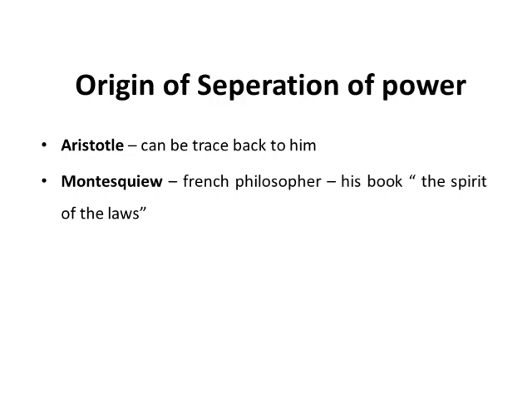The origin of separation of power can be traced back to Aristotle. But this theory is associated with the French political thinker, the French philosopher Montesquieu, because it was Montesquieu who for the first time put forth, very scientifically and systematically, the theory of separation of power. Montesquieu, in his book The Spirit of the Laws, emphasized these tenets of the principle of separation of power.